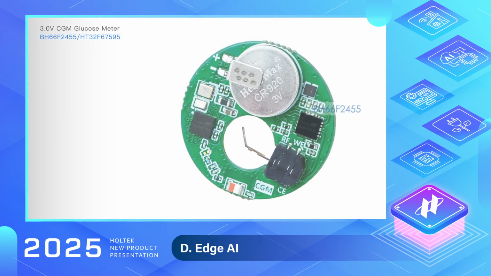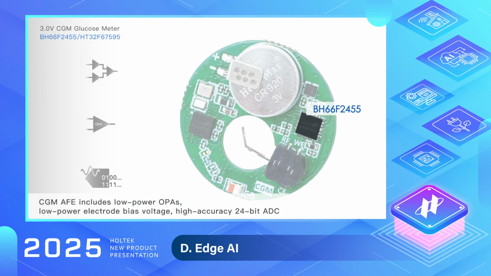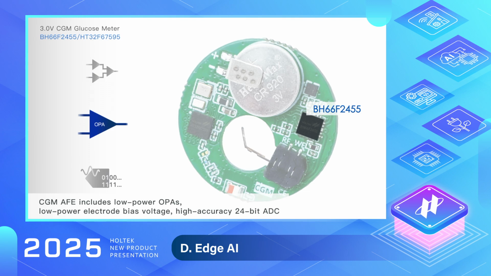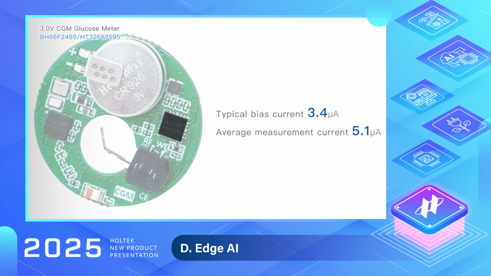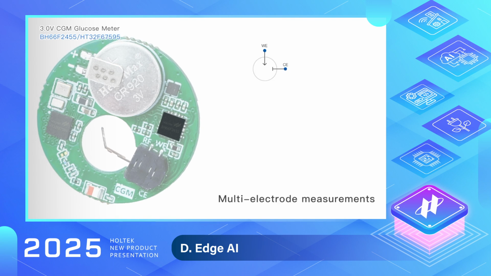easier to wear. The BH66F2455 integrates an AFE circuit for continuous glucose monitoring, which contains low-power operational amplifiers, a low-power electrode bias voltage and an analog-to-digital converter. The typical bias current is 3.4 microamps and the average measurement current is 5.1 microamps. The features of high level of integration, low power consumption and small size make it suitable for use in continuous glucose monitoring products. The device supports a wide range of applications, including 2, 3 and 4 electrode measurements, with a strong compatibility, making the measured data more reliable.